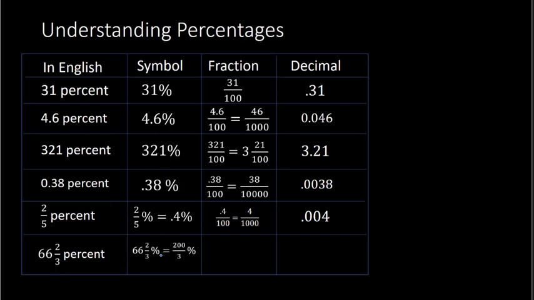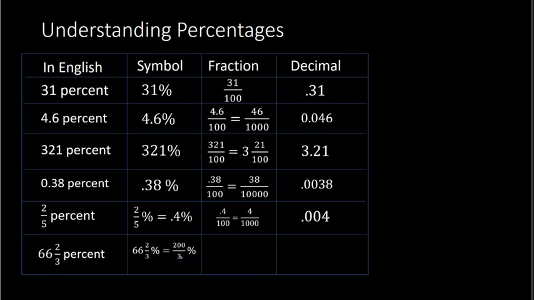And then when I convert to a fraction, it's going to be helpful in this particular case to think of 66 and 2/3 as an improper fraction. So to convert to an improper fraction, I take 66 times 3 plus 2 to get 200 for the top. And then your denominator would be 3. So that's 200 over 3%.